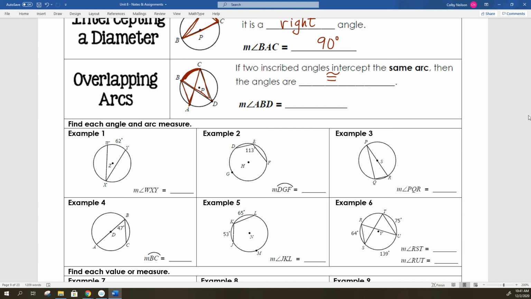All right, so what is the measure of angle ABD? Oh, I gotta erase some of this.